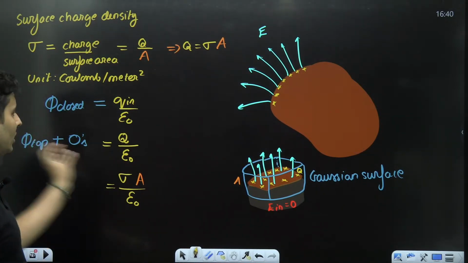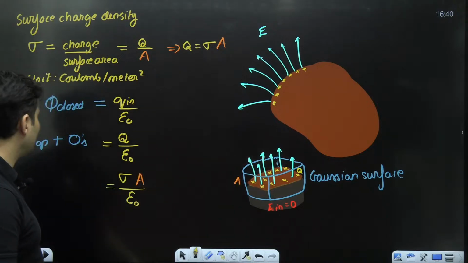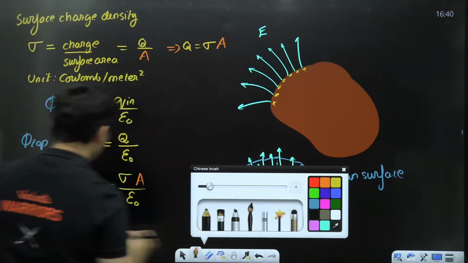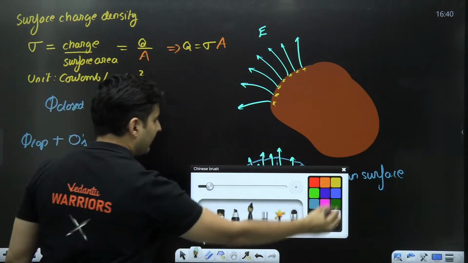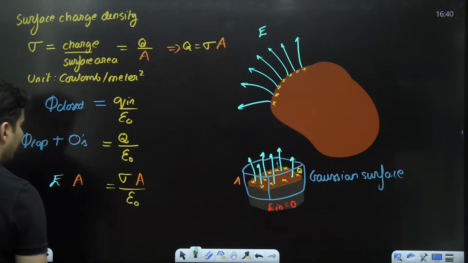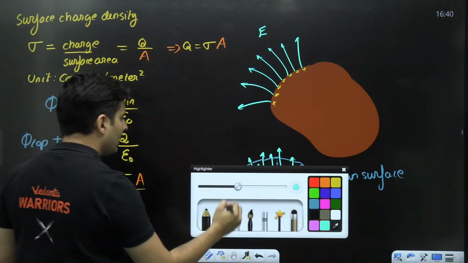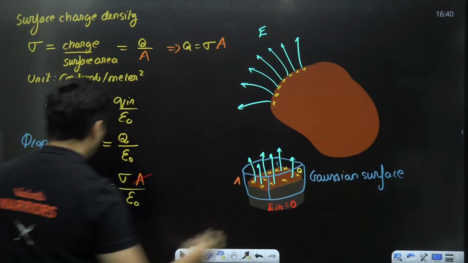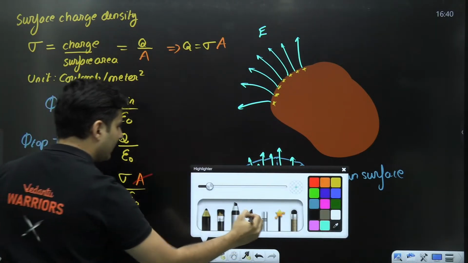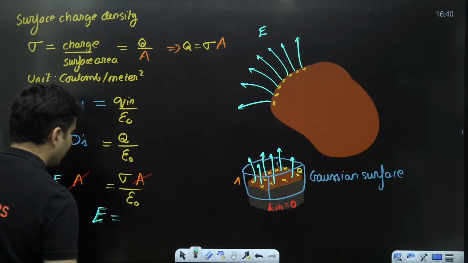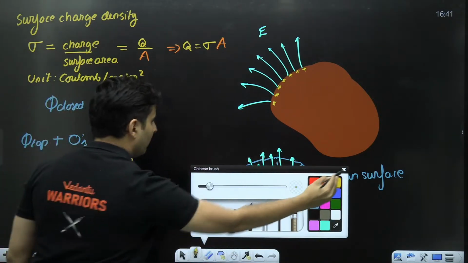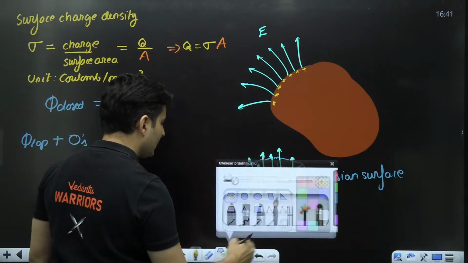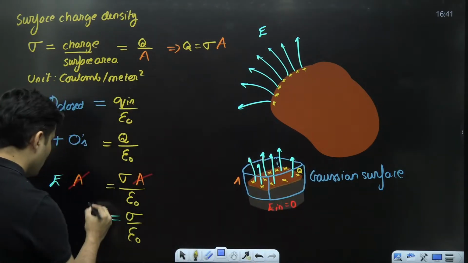The flux on the top surface is field multiplied by area, guys. The electric field is just E. You can clearly notice over here that area and area just got cancelled, and therefore I'm getting the electric field as nothing but sigma by epsilon naught. This is something which you are supposed to remember.